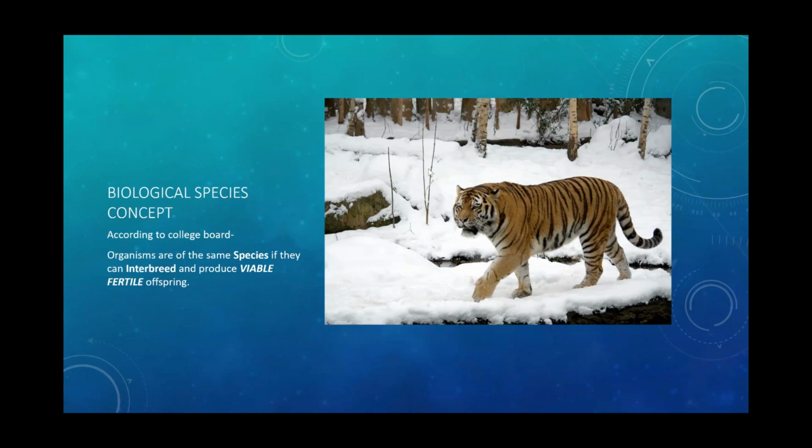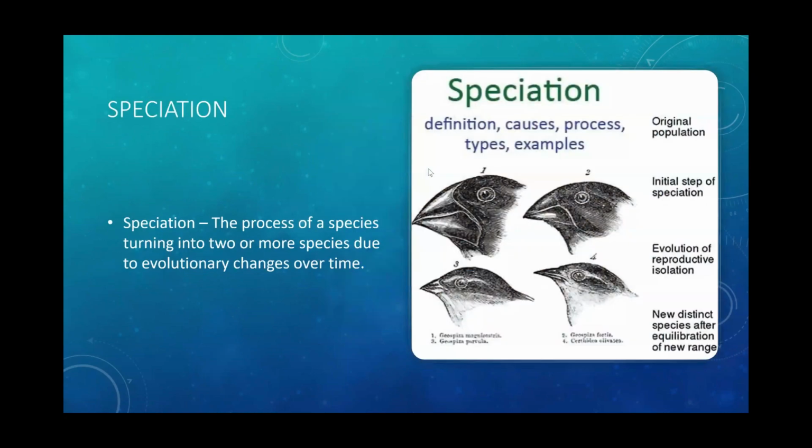The biological species concept. According to the College Board, organisms are of the same species if and only if they can interbreed and produce viable fertile offspring. And one limitation of this biological species concept is that it requires reproductive barriers. But we'll get more into that later.